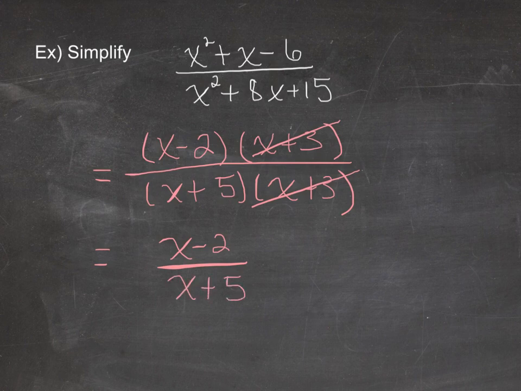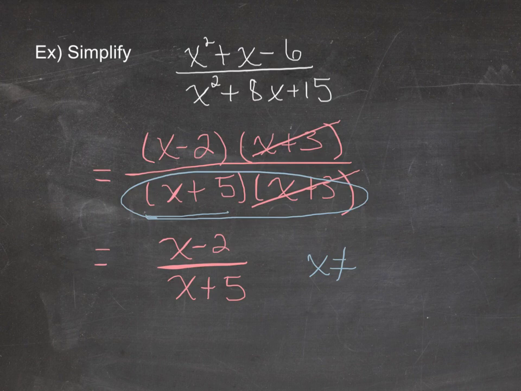Okay, I should also list my non-permissible values. Remember, that's what makes the denominator equal to 0, but I have to go back to my original expression, or the one that I factored, so I can easily see what would make the denominator equal to 0. So my non-permissible values are x cannot equal -3 or -5. Make sure you go back to this stage up here so you get both those values and not just looking at your final answer. Okay, let's see another example.